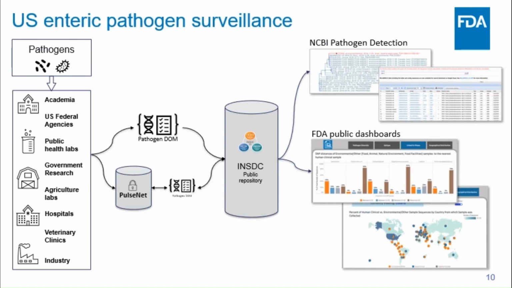In terms of data flow, the different laboratories and stakeholders upload their data to different places. All the FDA national laboratories upload both to PulseNet as well as to NCBI Pathogen Detection. And then those data go into the larger INSDC database, and that's where analyses are conducted, and so we can get automated reporting directly from any data uploaded and released into the public domain.